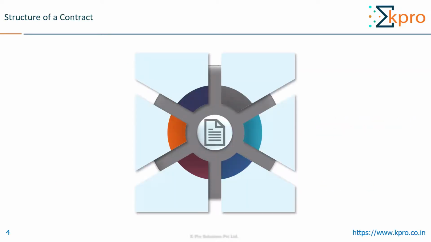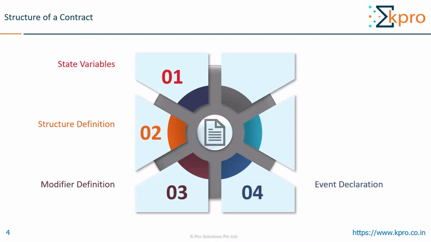Next, let us talk about structure of a contract. A contract consists of the following constructs. The first is state variables, structure definition, modifier definition, event declaration, enumeration definition, and finally function definition. Now let us see each of these constructs in detail.